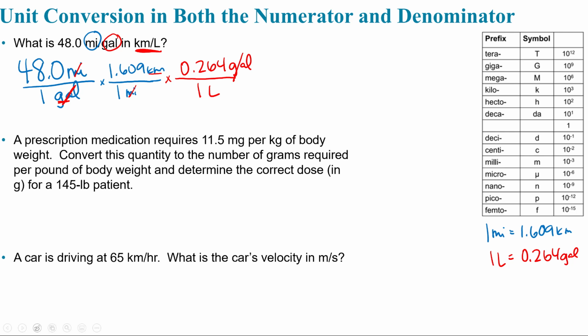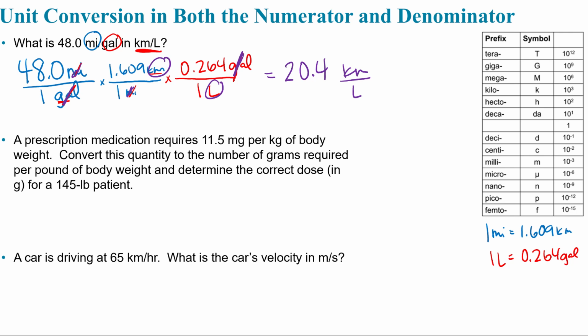And the units that I'm left with then are kilometers per liter, because gallons is gone and miles is gone, and what I have left is kilometers and liters. So my answer is going to be 48 times 1.609 times 0.264. And so that's going to be 20.389248. So to 3 sig figs, that would be 20.4 kilometers per liter.